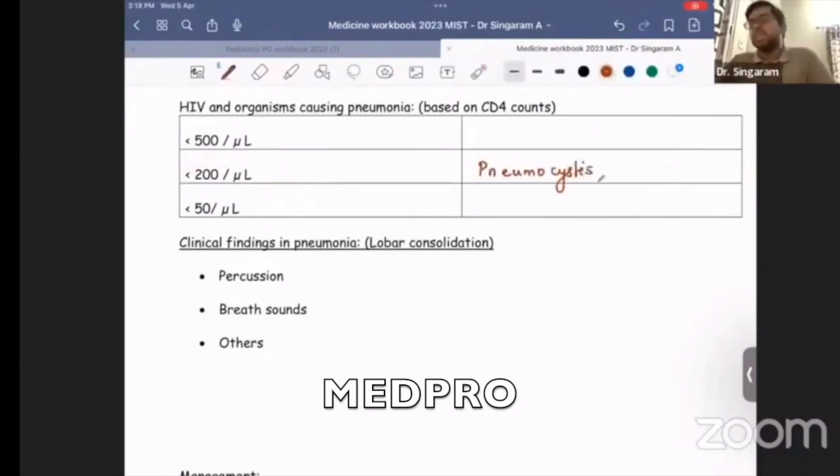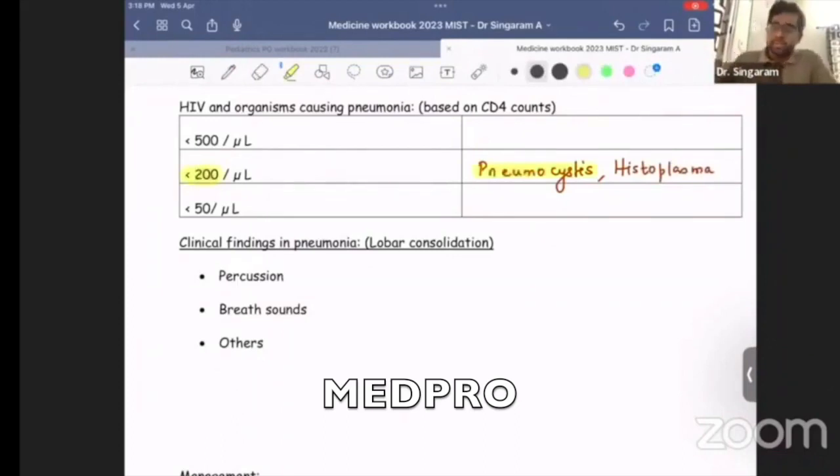Any other organism also can develop, like histoplasma also. But don't get confused. I think you can stick to the important one. If they ask you a single organism which is common in an HIV infection with a CD4 count of less than 200, it is pneumocystis infection. I think that you can remember it.